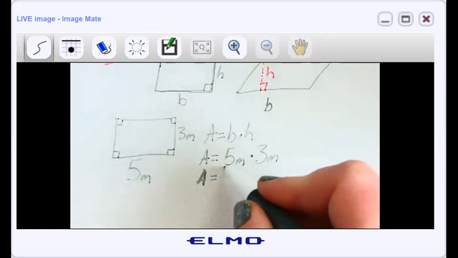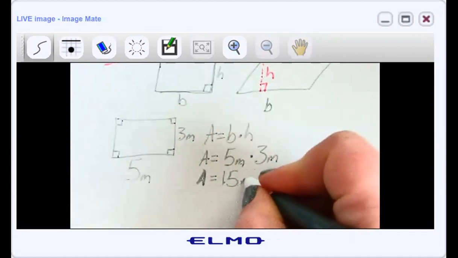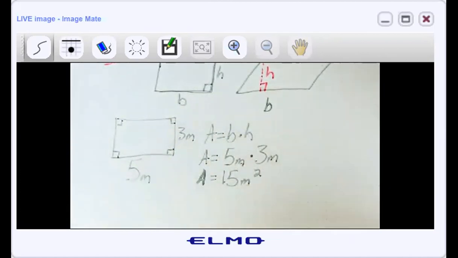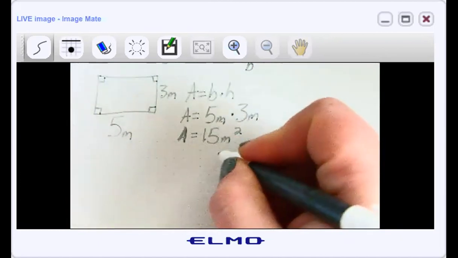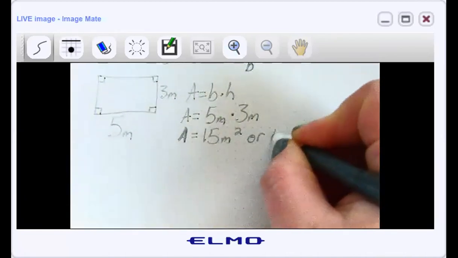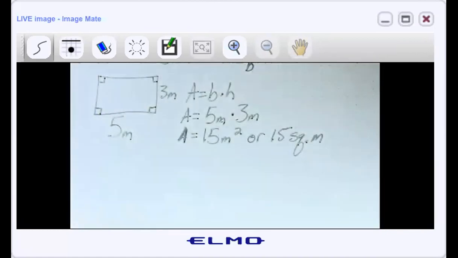So look what happens. You have 5 times 3, that's just 15. And then you have m times m is m squared. So for area, you will always be dealing with units squared. Okay, but that's my answer. I'm literally done right now. There's another way that you could write this answer. Sometimes people write it as 15 square meters like that. And that's totally fine. It literally does not matter. They're the exact same thing.